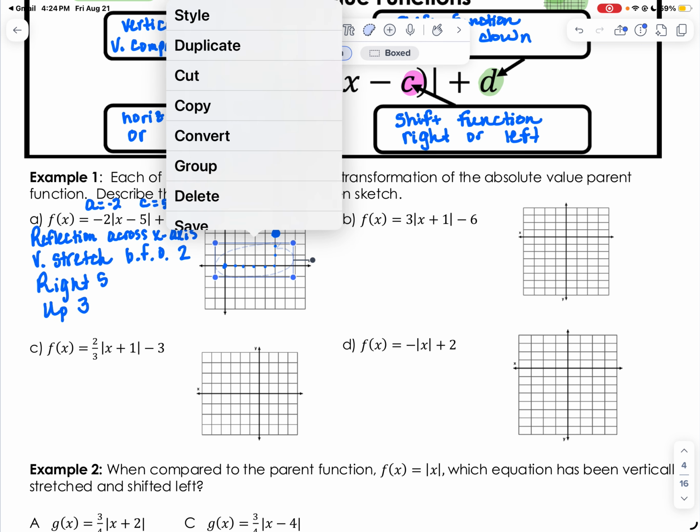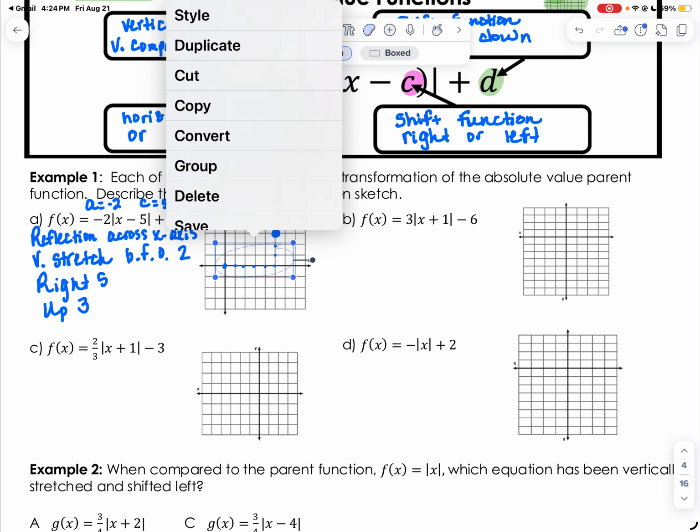Now we're going to use our A value to draw in the branches of our V-shaped graph. Because the A value is negative, from the vertex, move your pencil down 2 and right 1. Do that one more time. Down 2, right 1. So now you've got the right branch of your absolute value function. Now go back to your vertex, right into the middle. This time, move down 2 and left 1. Down 2 and left 1.